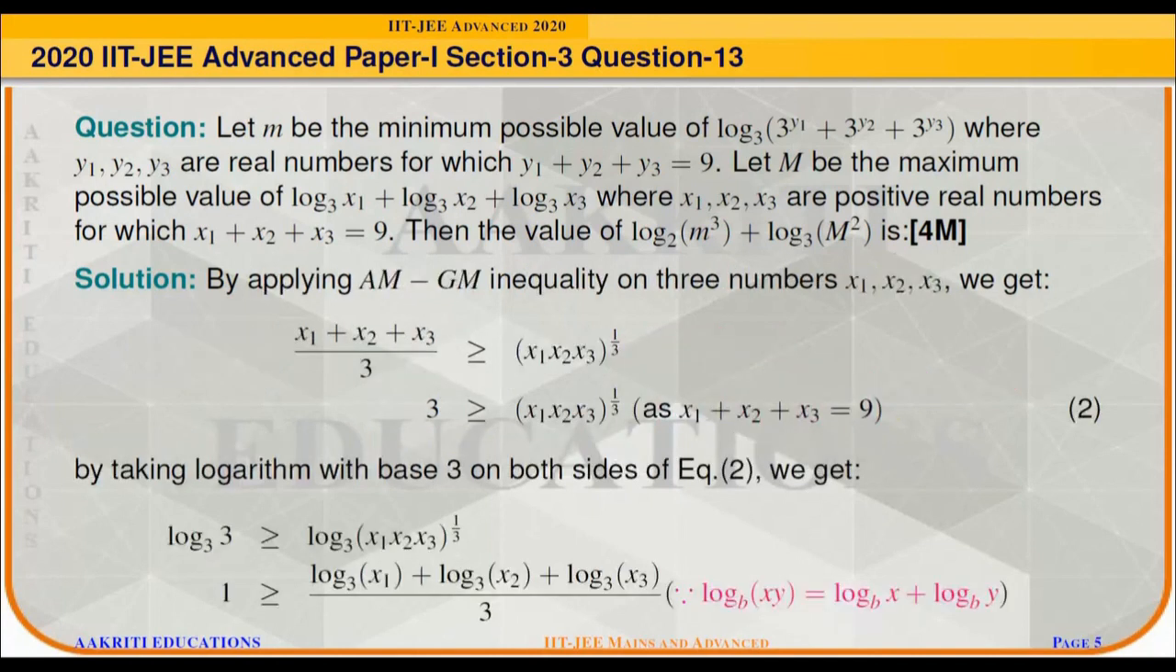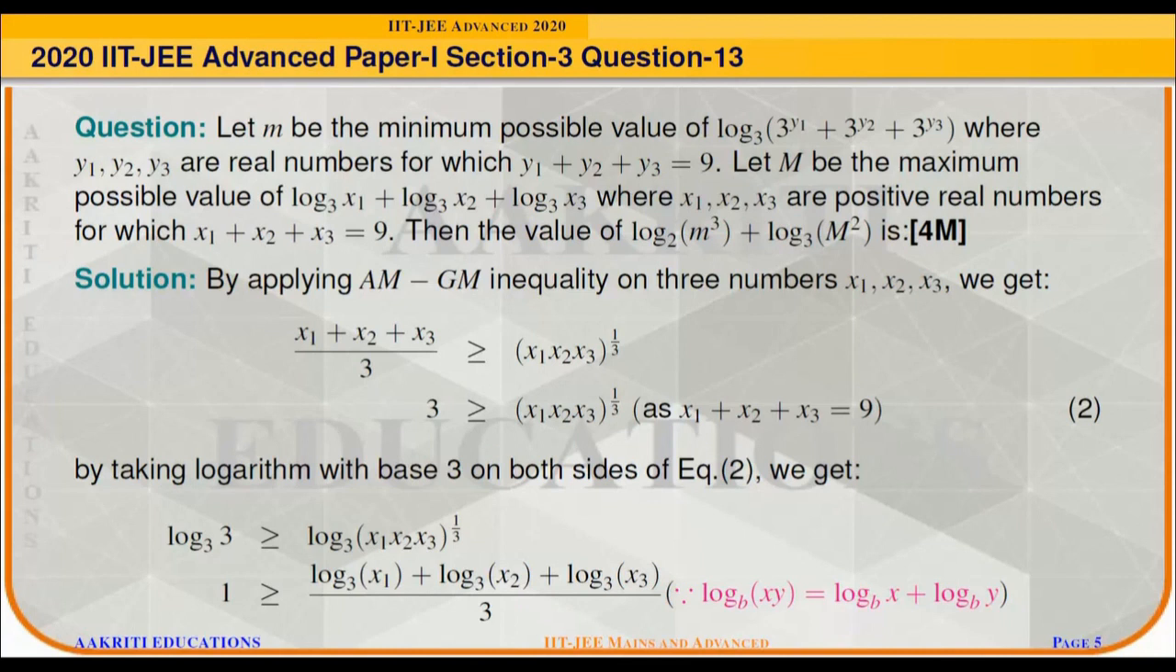Now, similarly, by applying the AM-GM inequality on three numbers x1, x2 and x3, we get the AM of these numbers, x1 plus x2 plus x3 by 3, is always greater than or equal to the GM of these numbers, which is x1 into x2 into x3 raised to the power 1 by 3. By using the information that x1 plus x2 plus x3 is equal to 9, we get 3 is greater than or equal to x1 into x2 into x3 whole to the power 1 by 3.